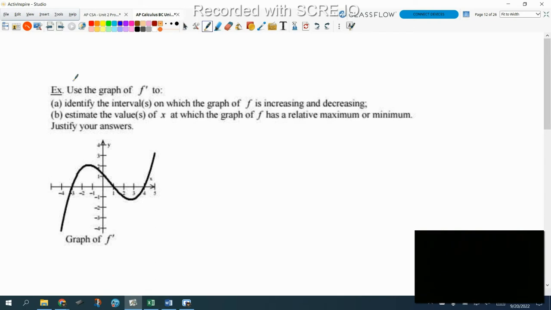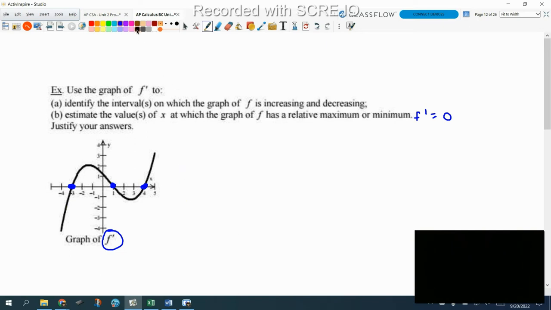All right, use the graph of f prime to identify the intervals on which the graph of f is increasing, decreasing, estimate the values of x at which the graph has a relative maximum or minimum, and justify our answers. So the graph of f prime, we know that the maximums and minimums occur when f prime is equal to 0. And the increasing, decreasing happens in between those points where f prime is equal to 0. So first thing I'm going to do is my f prime graph. This is not the graph of f. This is f prime. I'm going to identify the places where f prime is equal to 0. There, there, and there.